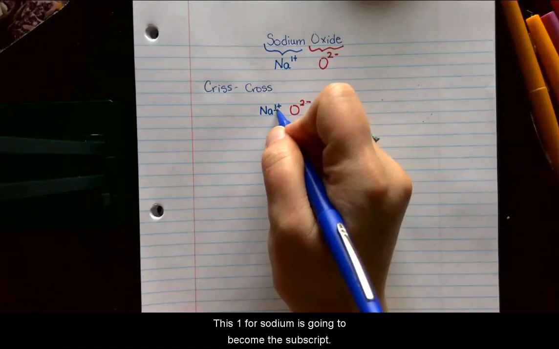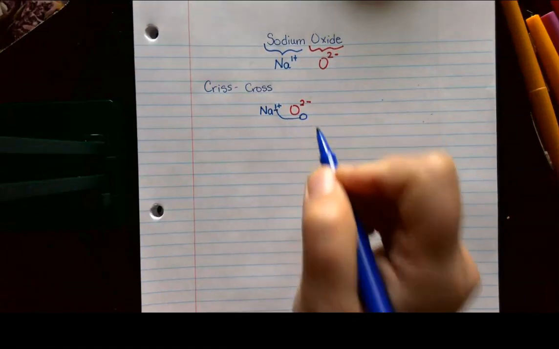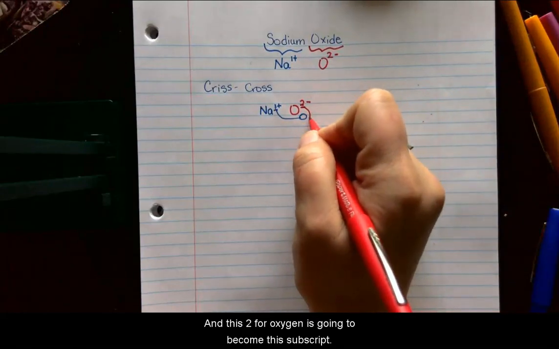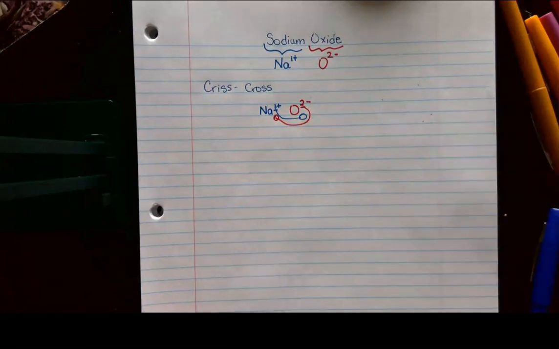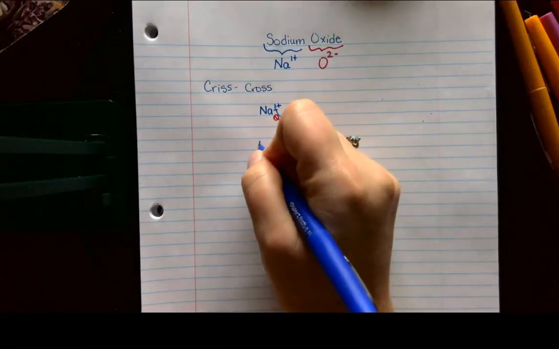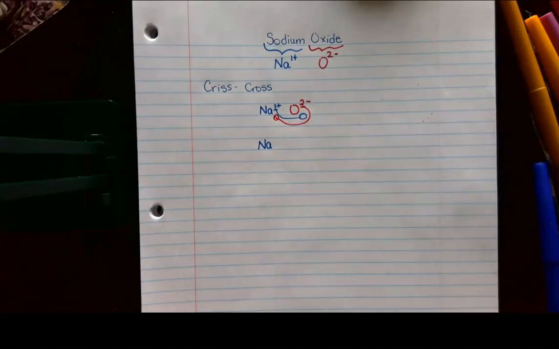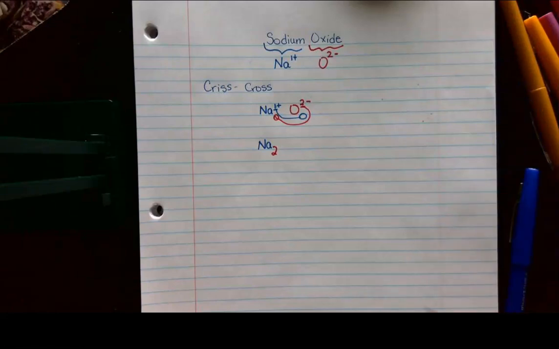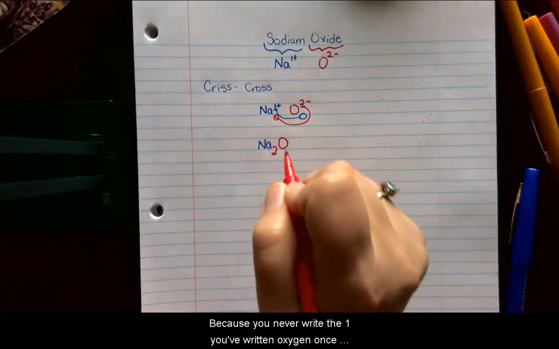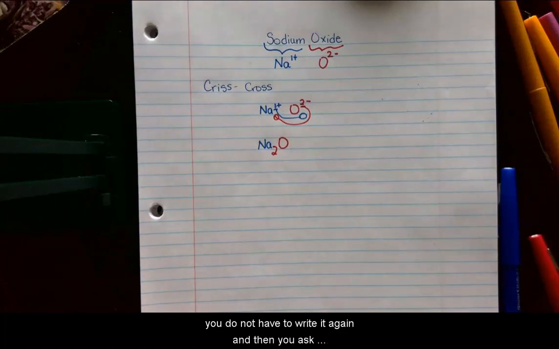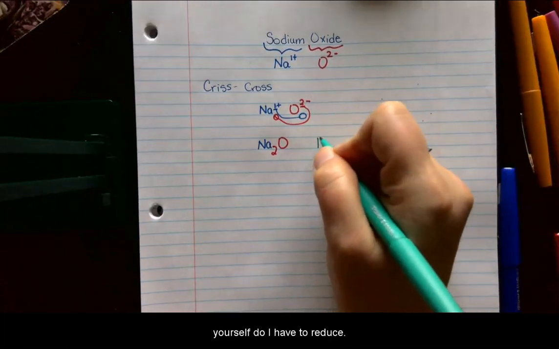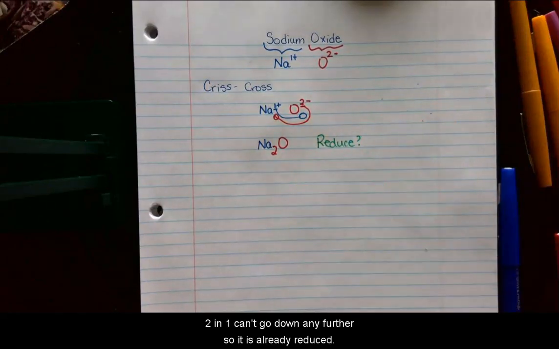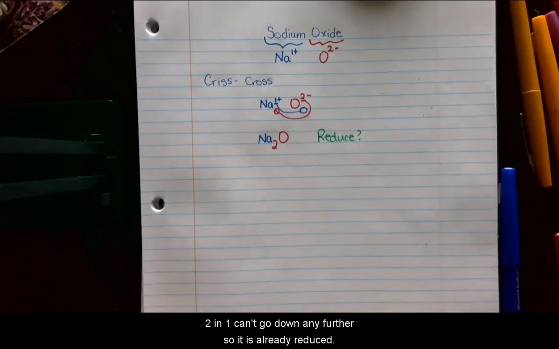this 1 for sodium is going to become the subscript for O. And remember, you don't write 1s as subscript. And this 2 for oxygen is going to become the subscript for sodium. So you end up with Na2O, because you never write the 1. You've written oxygen once, so you do not have to write it again. And then you ask yourself, do I have to reduce? And for this one, 2 and 1 can't go down any further, so it is already reduced.